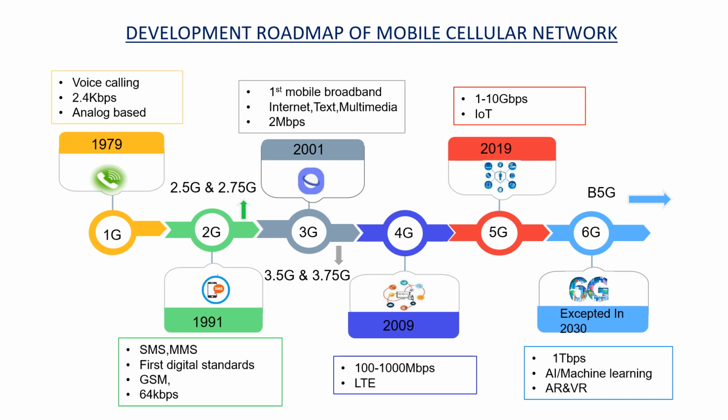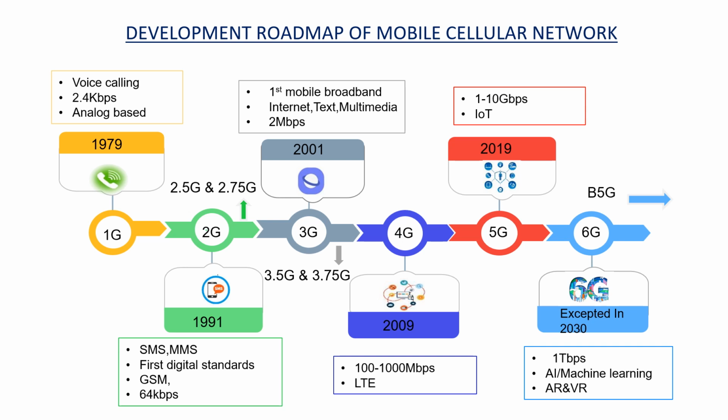Then in 2001, the third generation of mobile cellular network, that is 3G, became available. It is the first mobile broadband and it uses the internet to support email, web browsing and video streaming. 3.5G and 3.75G are the two enhanced technologies of 3G, and these two technologies provide a higher data rate compared to 3G but slower compared to 4G. In 2009, 4G was introduced. It is the fourth generation of mobile cellular network and it gives support for more devices on the same network. 4G introduced a new feature, that is LTE, long-term evolution.